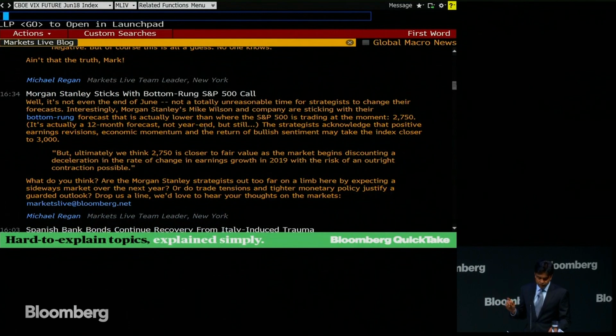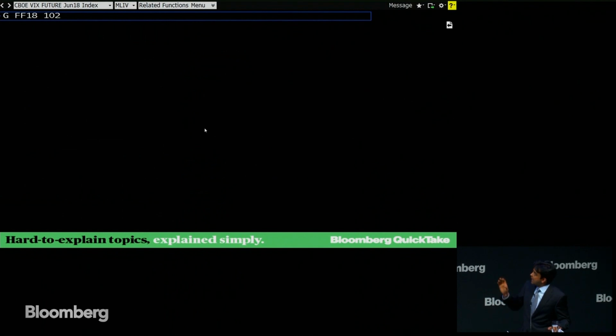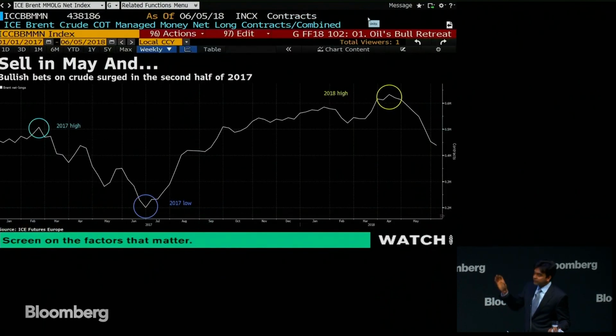I just wanted to pull up one chart to show you how this can be of great help in trading activity. This chart is of the net bullish bets on crude oil. You can see that there's been a sharp decline over the last couple of months in the net bullish bets. And if you look at the top left corner of the screen, you notice that there is a ticker on Bloomberg that captures this particular piece of data and offers a historic time series on it.